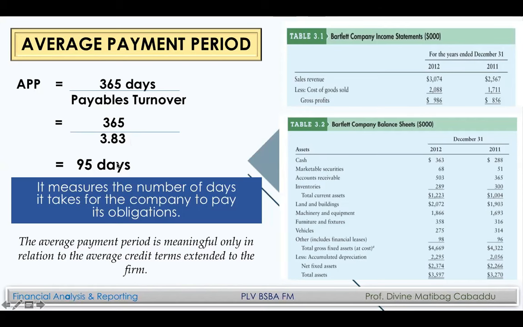So what does it mean? It takes you 95 days before you could pay your obligations. So the question is, is it good or is it bad for the company? Well, again, depende yan sa credit terms or contract nyo ng iyong supplier. Okay, if ang binigay sa yung palugit is 60 days, that means to say, nade-delay ka sa pagbabayad ng utang. So your average payment period measures the number of days that it takes for the company to pay its obligation. And this payment period is meaningful only in relation to the average credit terms extended to your company.